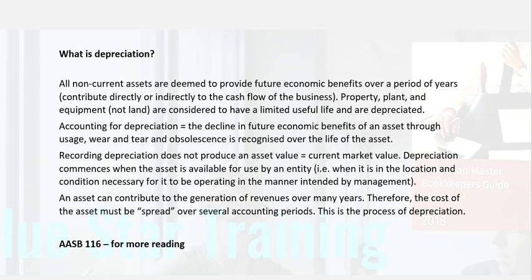So let's look at Chapter 7 of the Australian Master Bookkeeper's Guide. So all non-current assets are deemed to provide future economic benefits. What's that? Well, they contribute directly or indirectly to the cash flow of the business over time. Just like our machine in the previous example. Eventually, the machine may stop working or become too old. Therefore, we say it has a limited useful life.